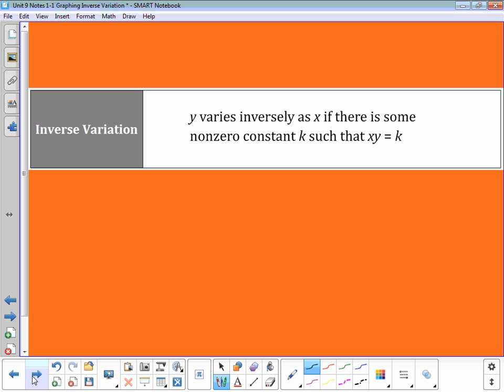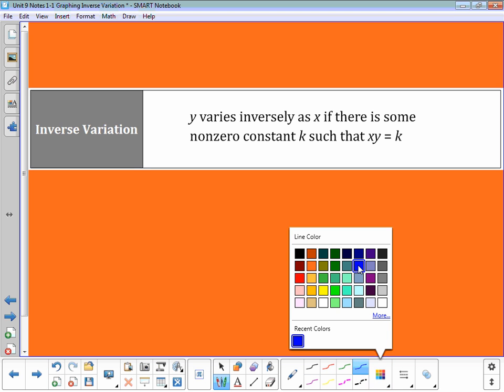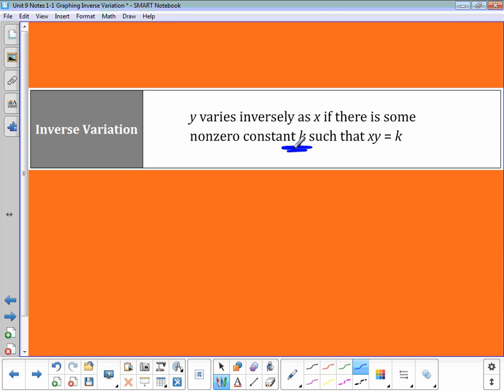So let's go ahead and write that down in the chart. Inverse variation: y varies inversely as x. There's some non-zero constant k such that xy is equal to k. So we're going to take our x coordinate and our y coordinate and multiply them to equal k. For most problems, we have to find k to start off with, in order to be able to do these kinds of problems. So let's take a look at number 1.